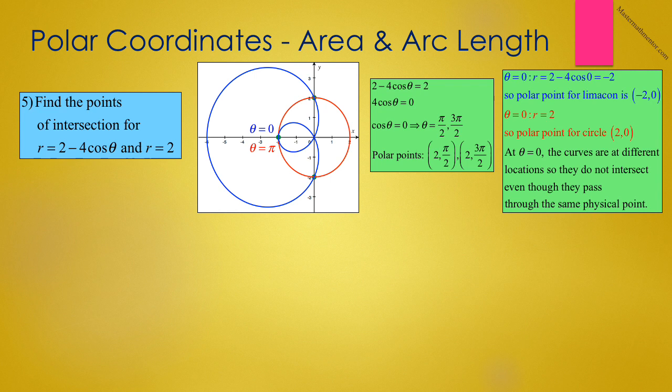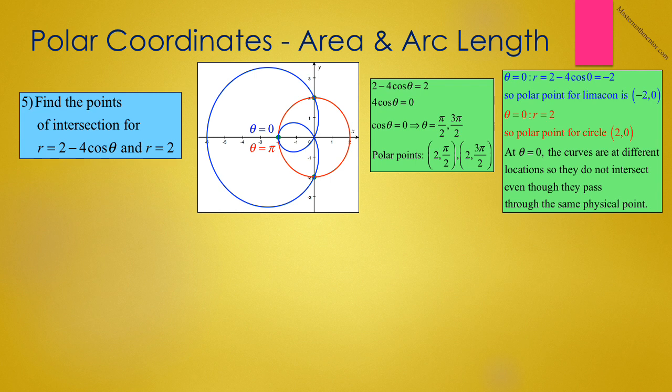When theta is equal to 0, the limacon is at the point -2, 0. When theta is equal to pi, the circle is at the point -2, 0. They pass through the same point, but not at the same value of theta.